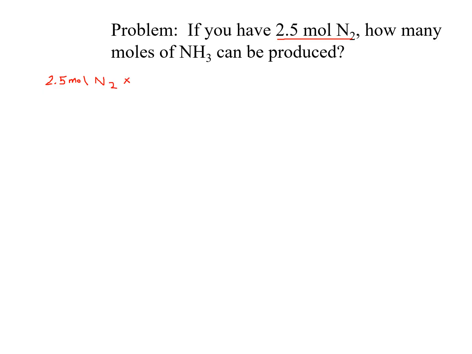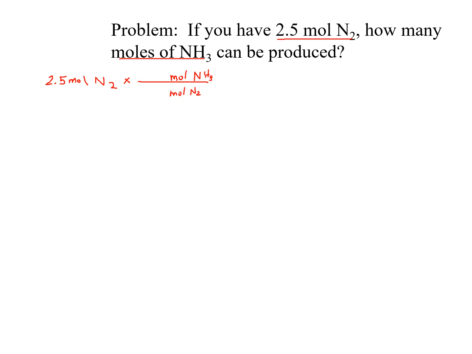Then we're going to multiply by a conversion factor because I want to convert this. I don't want moles of N2, I want moles of NH3. That's what it asks for. So whatever I don't want goes on the bottom. I don't want moles of N2 anymore, so I'm going to put those units on the bottom. Whatever I'm looking for goes on the top. So that means moles of NH3 is going to go on the top. Okay.